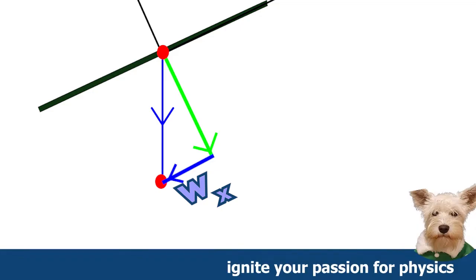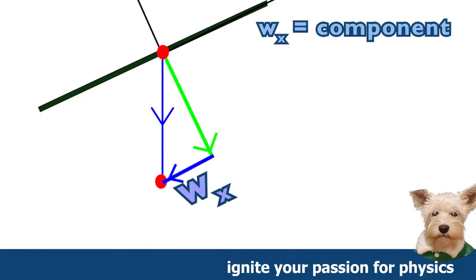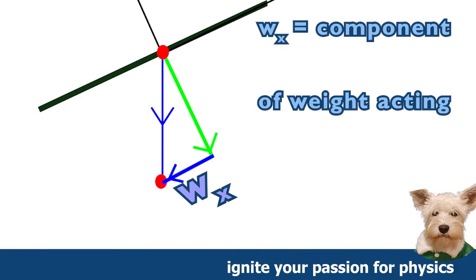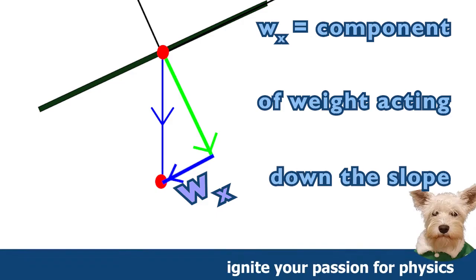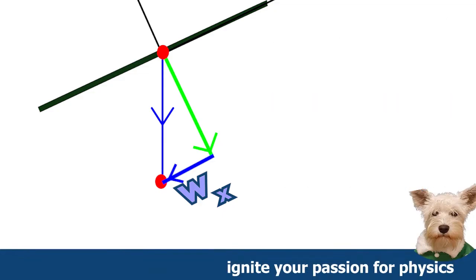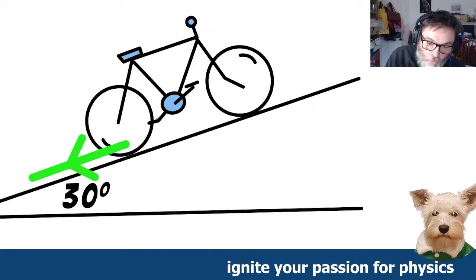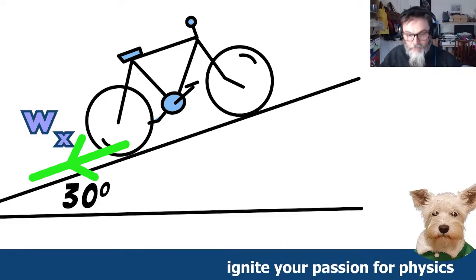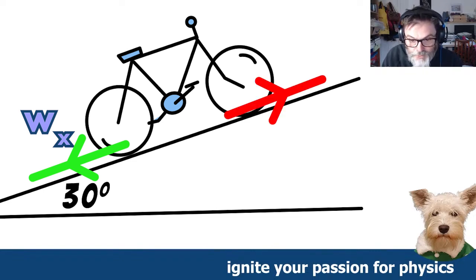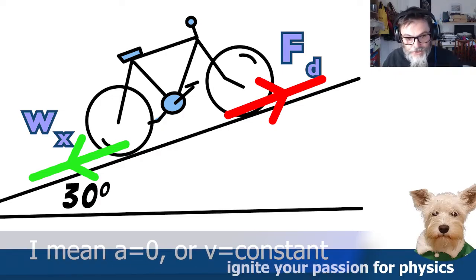Now, WX is the component of weight acting down the slope. If you stop pedaling up the hill, then you stop providing an upwards force, which means that you will have a resultant force down the hill of what we've called WX, the component of weight down the hill. Therefore, in order for you to stay balanced, you have to provide some sort of driving force or a braking force or something up the hill that's equal to WX, and then you'll stay still.